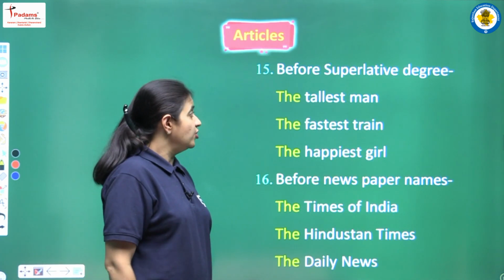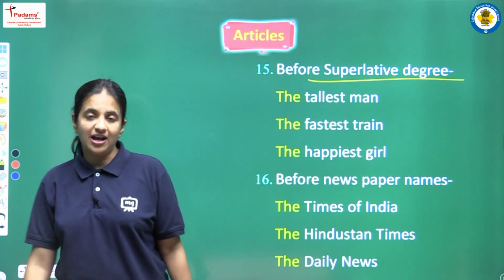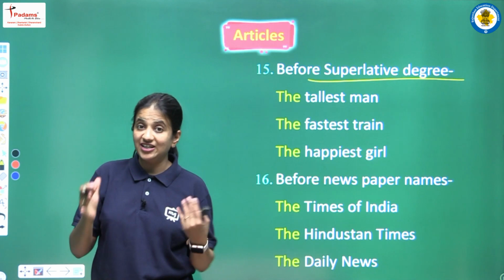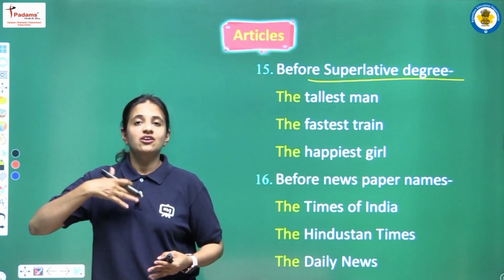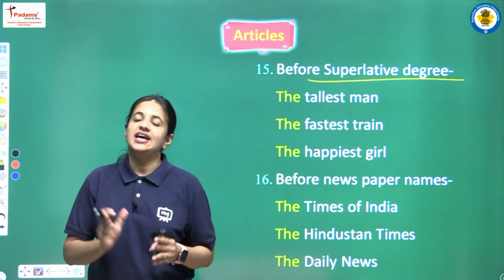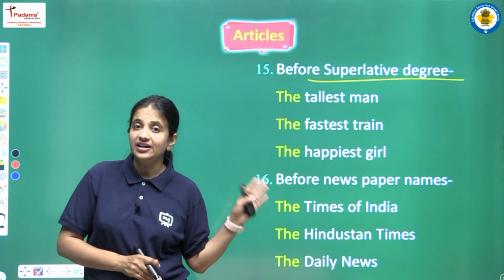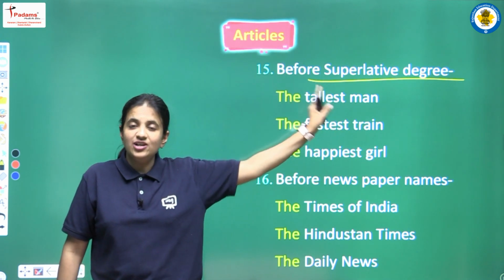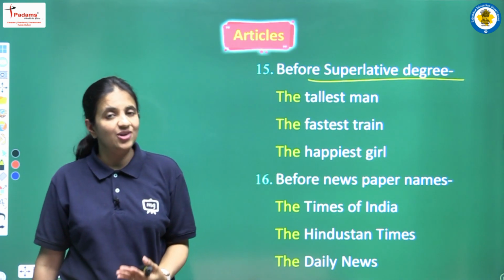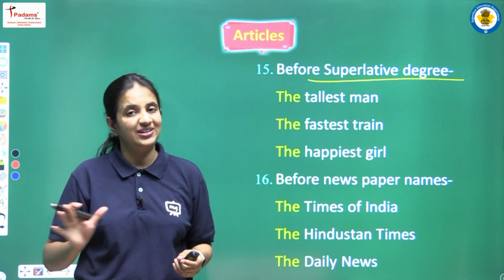Next, before the superlative degree. Students, I am very sure that you all know about adjectives, right? All adjectives have three degrees. The first is the positive degree, the second is the comparative degree, and the third is the superlative degree. If in a sentence we have the superlative degree of any adjective, then we have to use "the" before that superlative degree.